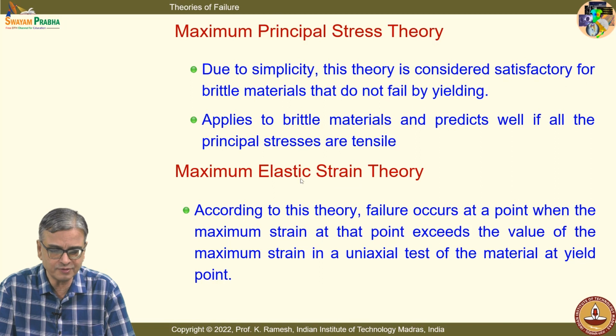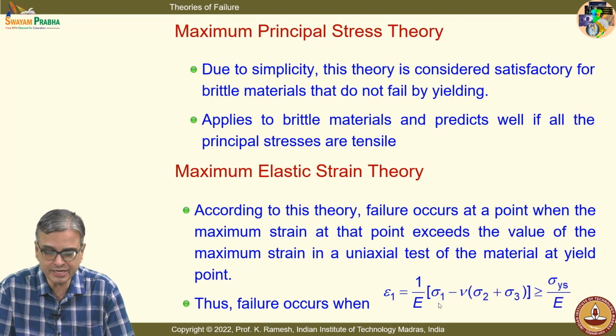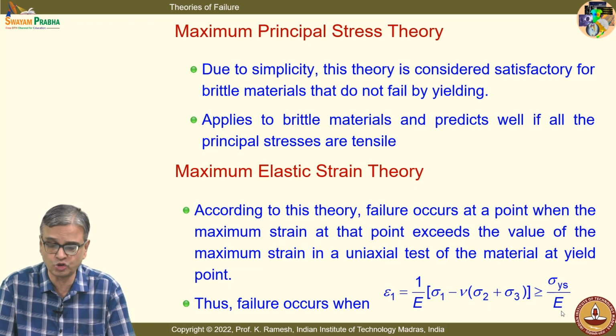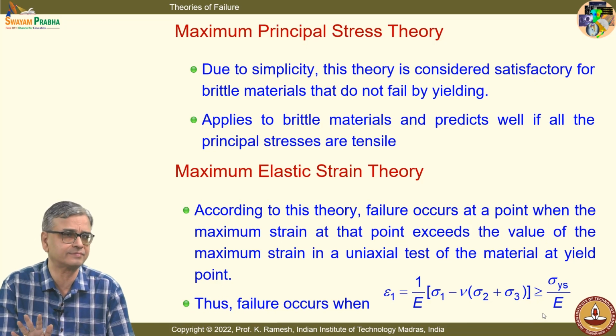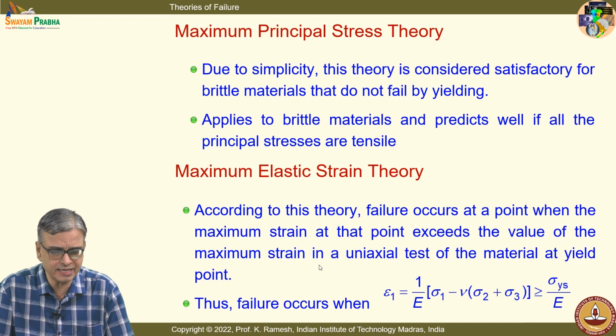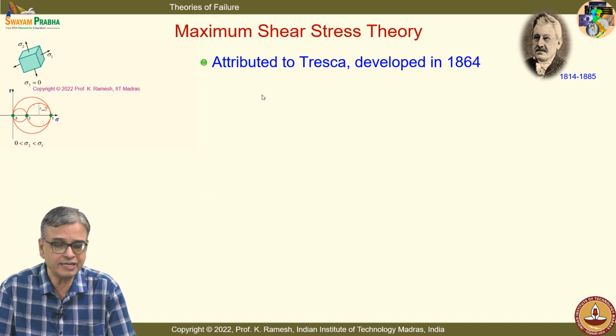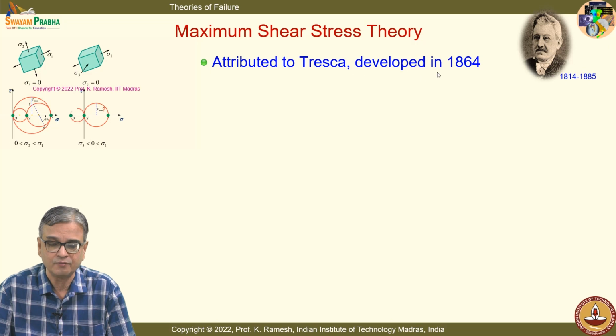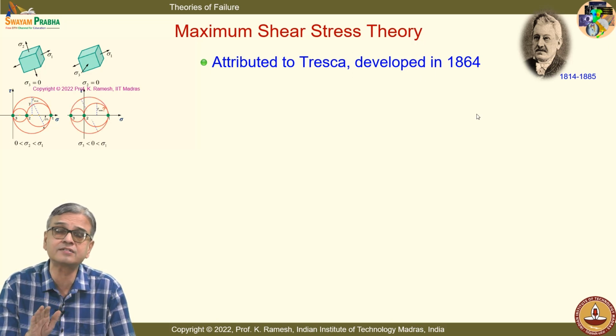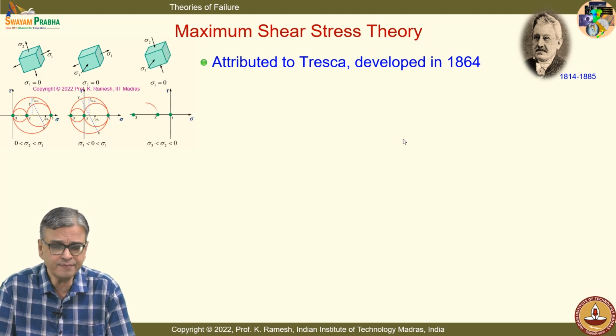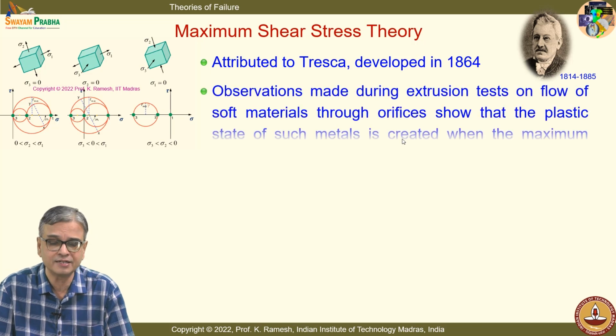Okay. So here the name itself says elastic strain. So you take epsilon 1, that is 1 by E into (sigma 1 minus nu times (sigma 2 plus sigma 3)), and that is greater than or equal to sigma ys divided by E, because you are talking about failure. You should not exceed this value is the proposal by the theory. Fine. And maximum elastic strain theory is not well supported by experiments. And you also have a theory developed for yielding of ductile materials, and this is attributed to Tresca, which was developed in 1864. This is one of the earliest theories for ductile materials, and it is very simple to use because the mathematics is very simple.